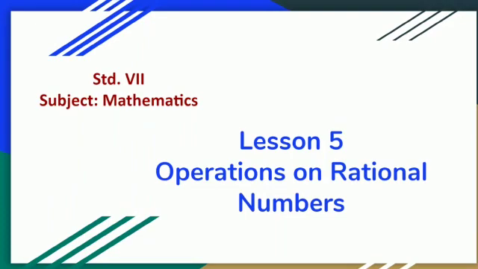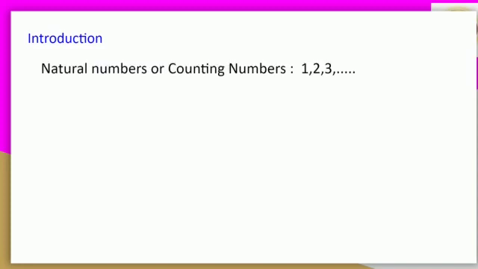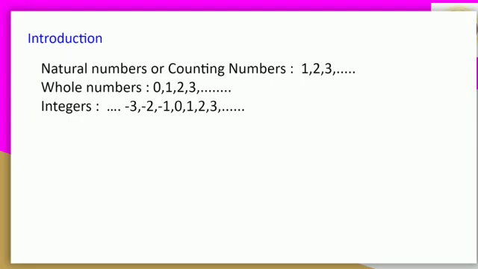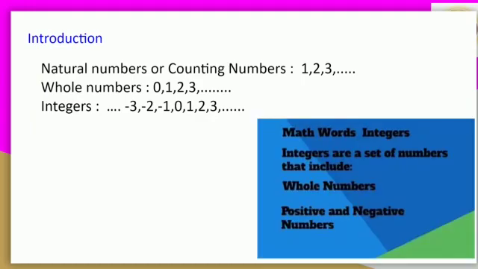You have learned about numbers since your childhood. The numbers 1, 2, 3, 4 are called natural numbers or counting numbers. When you include 0 to this group, you get the group of whole numbers. By including opposite numbers of natural numbers, or negative numbers, we get what is called integers. So integers are a set of numbers that include whole numbers and positive and negative numbers.